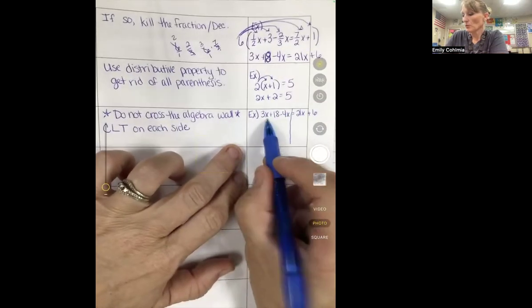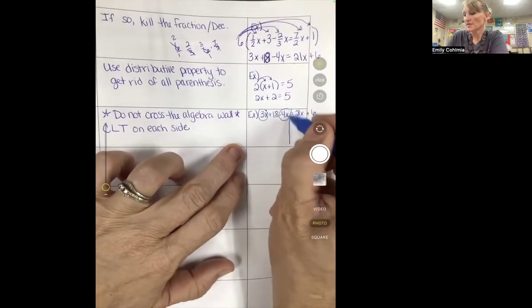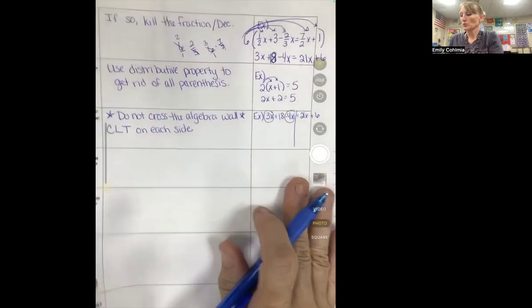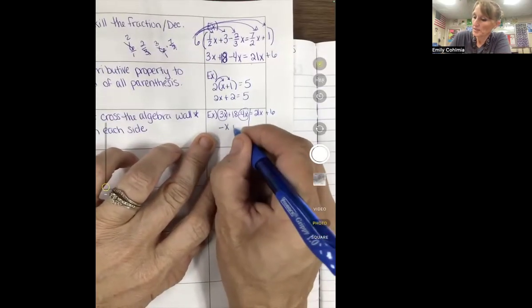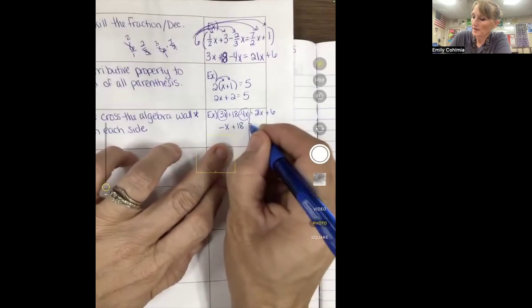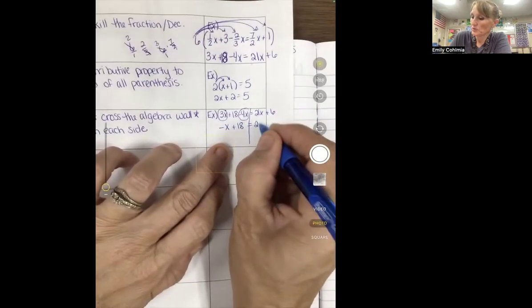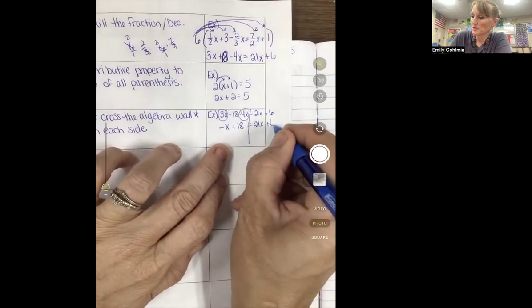Over here, this guy and this guy are like terms, so we're going to combine like terms. We have 3x minus 4x, that's negative x plus 18. And this side over here, I don't have any like terms, so we're just going to bring it down, 21x plus 6.